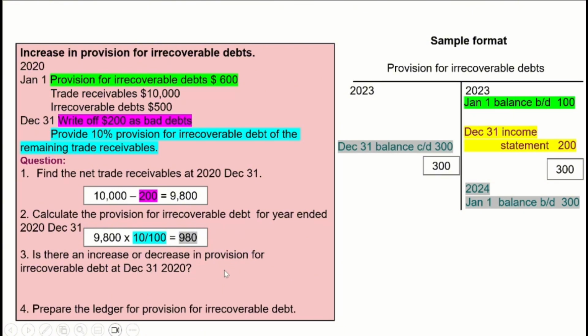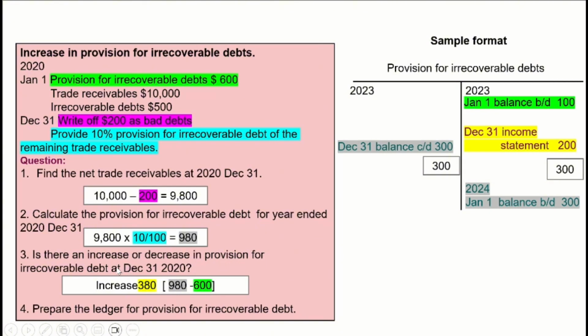Is there an increase or decrease in provision for irrecoverable debt at December 31st, 2020? At the beginning, it was 600. Now, it is 980. So basically, it has increased by 380. 980 is the closing, 600 is the opening of provision for irrecoverable debt. As we can see here, it has increased by 380.